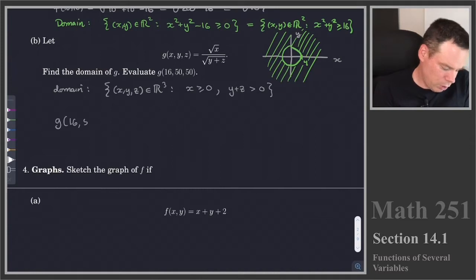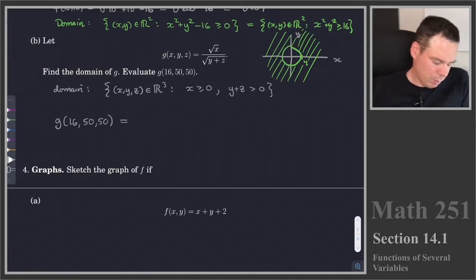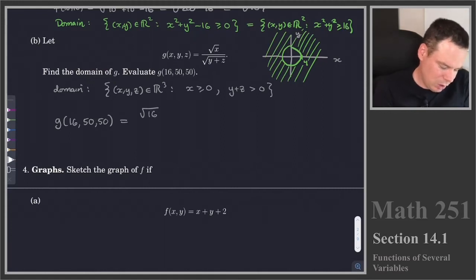Can we work out what g of 16, 50, 50 is? Sure, we just have to plug it in. Maybe as a first quick check, is it in the domain? We check our domain condition. X is bigger than 0. Yep. Y plus z, that's strictly bigger than 0. Yep. That's 100, strictly bigger than 0. So it is in the domain. Probably didn't need to check that because we would have found that out soon enough when we plugged it in, but that's just an illustration of what that domain condition says above.